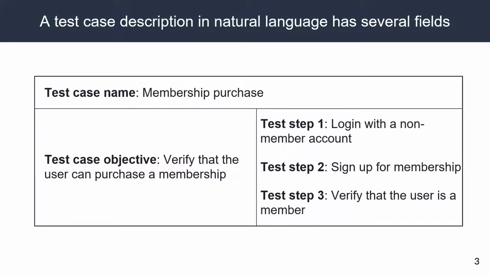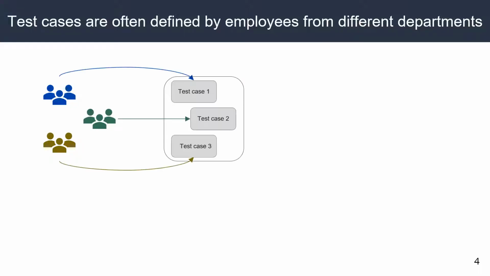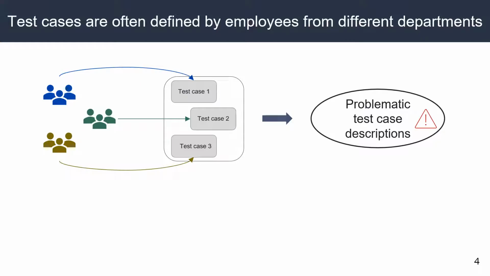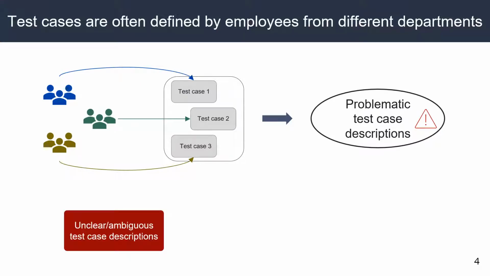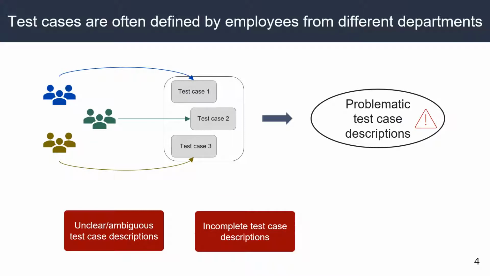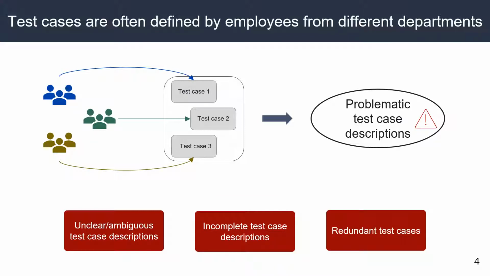And this is an example of a test case that we use in our work. And very often, those test cases are defined by employees from different departments. You can have, for example, employees from QA and different development teams, all of them working on specifying new test cases simultaneously, and this might lead to problematic test case descriptions, such as unclear or ambiguous test case descriptions, incomplete test cases, or redundant test cases. And all of these problems might make the manual testing even more costly to the company.